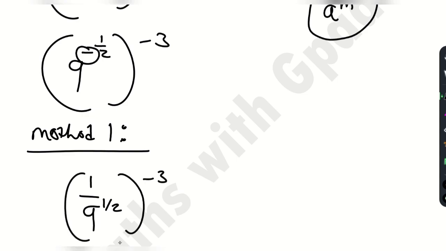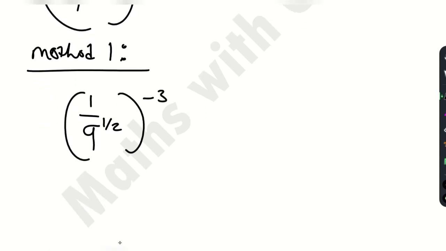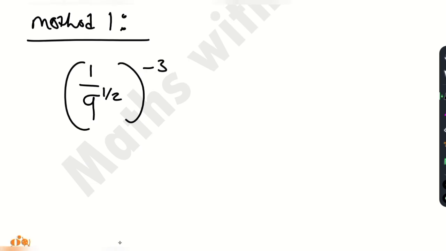Negative 3. Now, I don't know if you are aware of this index rule, where you have a fractional index. For example, you have a raised to the power m over n, or let me say, in this case, a raised to the power 1 over n. This denominator is the root, while this one here is the what? Power. So this is the same thing as expressing it this way, the nth root of what?